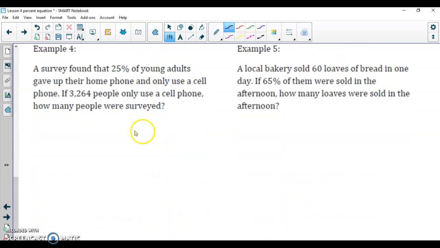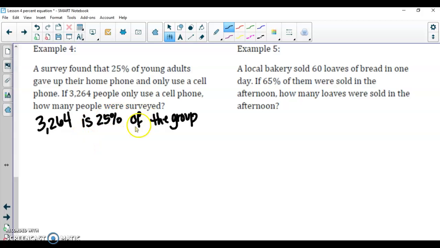In example 4 and 5, these are your word problems for today. A survey found that 25% of young adults gave up their home phone and only use a cell phone. 3,264 people only use a cell phone. So that number is the 25% who gave it up and only have the cell phone. So 3,264 is 25% of the whole group that was surveyed. And the question is asking us how many people are actually in that group. So we're basically saying instead of the group, we're going to say of what number.